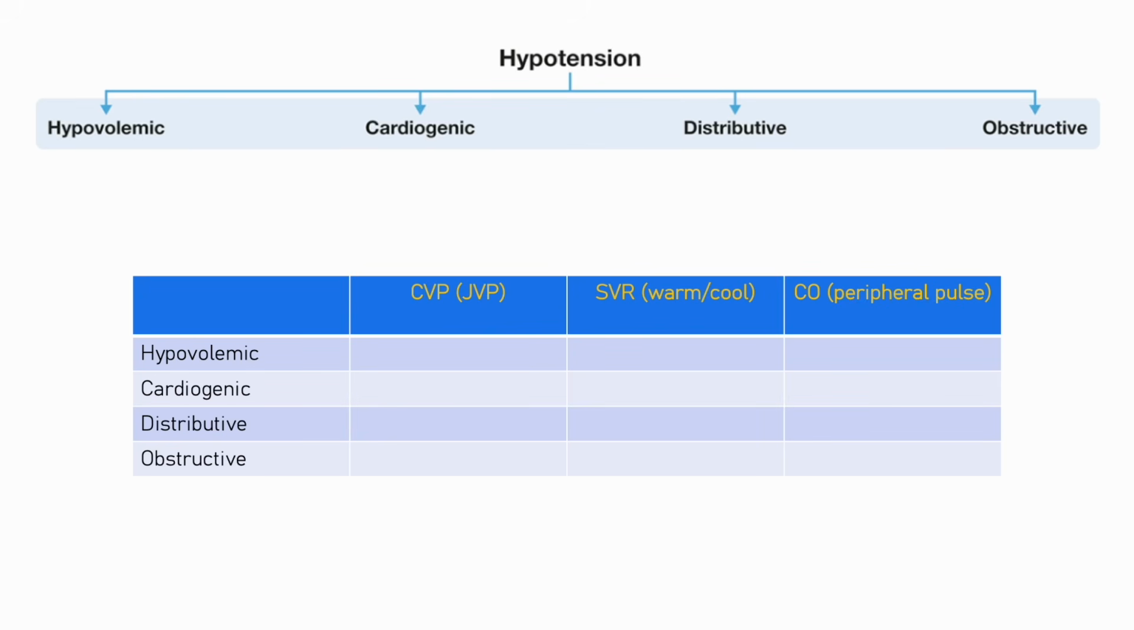What we're going to do next is walk through each of the four categories of hypotension and predict how these three variables behave in each one. Once we understand the mechanisms, the patterns in this table will start to make intuitive sense.